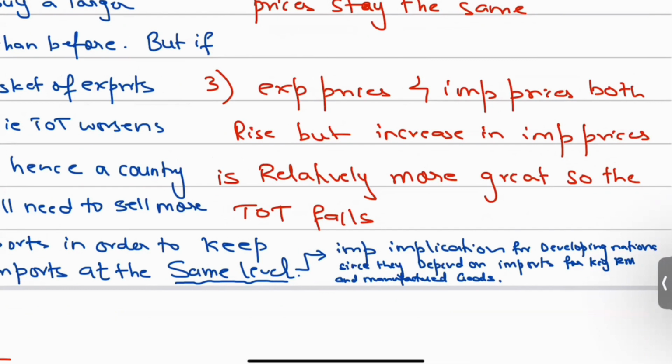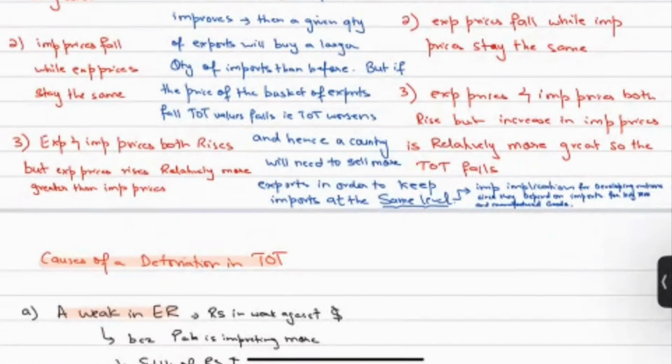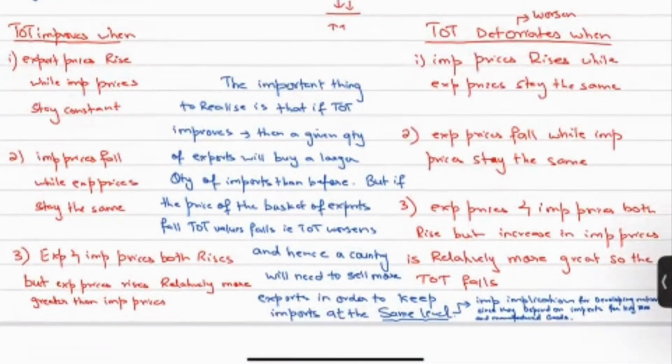Basically, you can say reason. So ये तो आपके हो गए why terms of trade basically deteriorates. Improve कब होता है terms of trade?